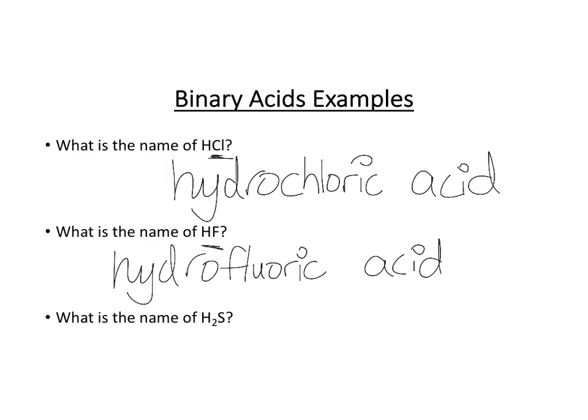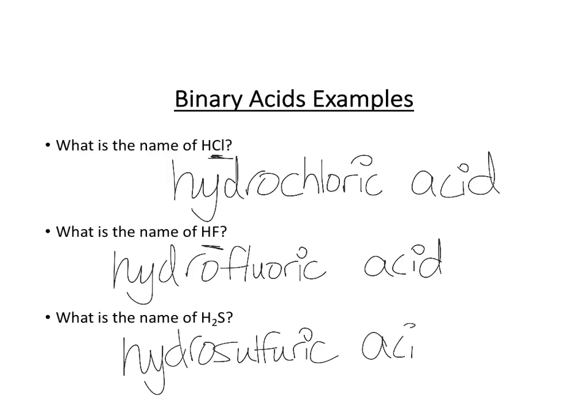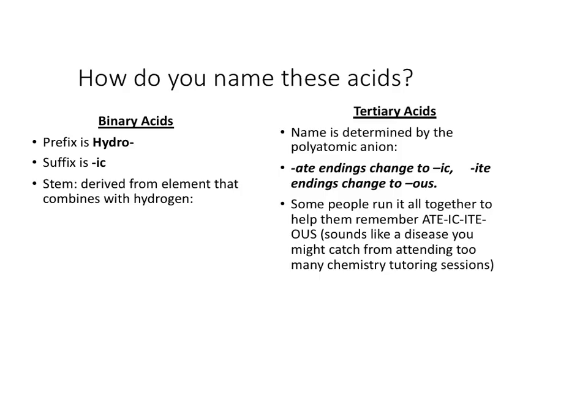And lastly, we have H2S. So again, it's binary, so you want to do hydro. And then S is sulfur, so we're going to do sulf. And then instead of sulfur, it ends up being sulfuric. Okay, so this one's slightly different, but you still got to have the ic on the end. Acid, so hydrosulfuric acid.